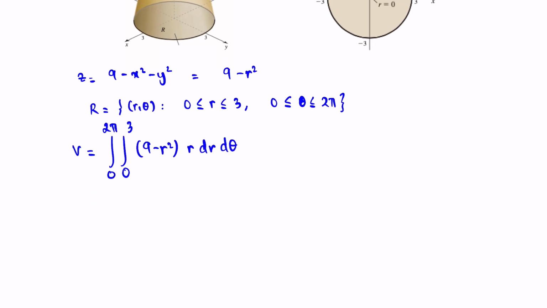So now you evaluate the double integral with respect to r and with respect to theta, but the inner integral is with respect to r first. We evaluate the inner integral. You can either use integration by substitution, or you just manipulate the integrand by distributing r into the parentheses as follows. So you have the integral from 0 to 2 pi, and another integral here from 0 to 3. We distribute r into the parentheses. You get 9r minus r cubed dr d theta.